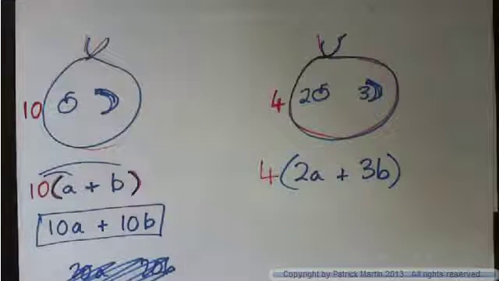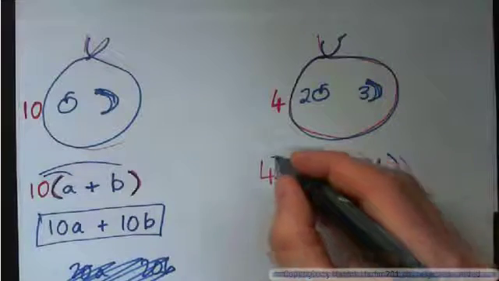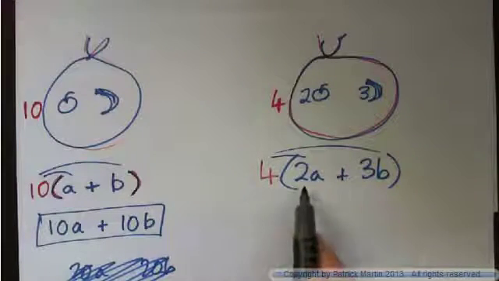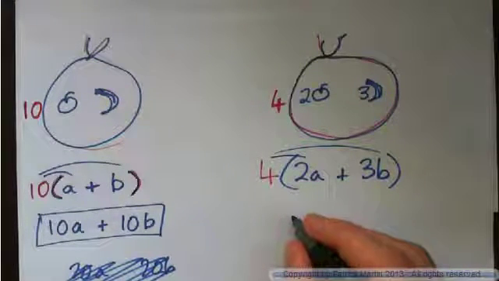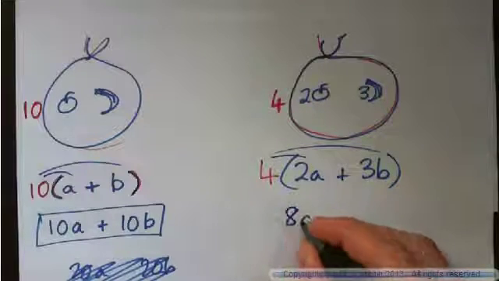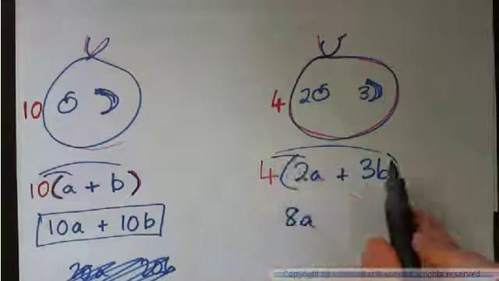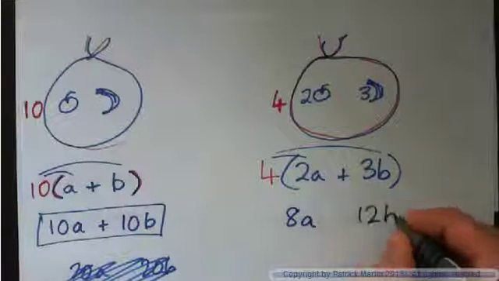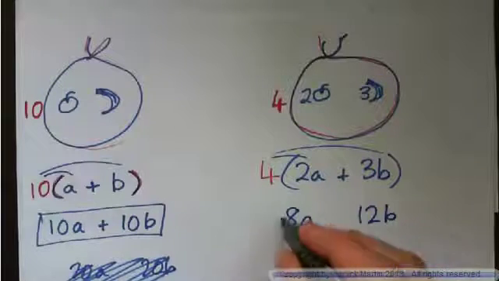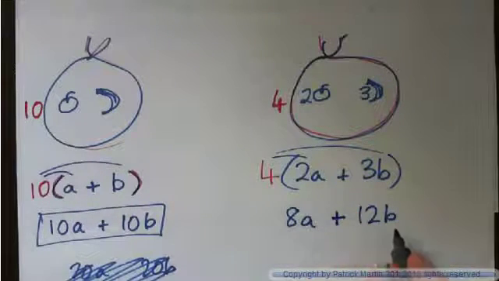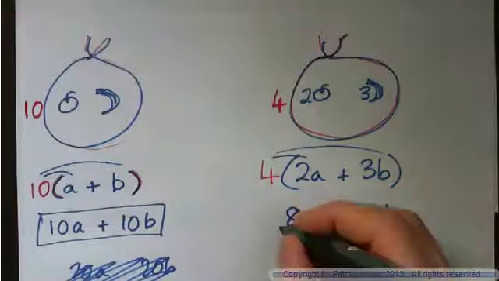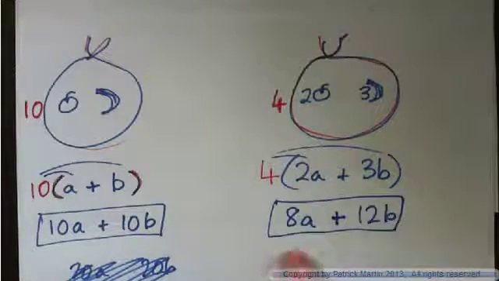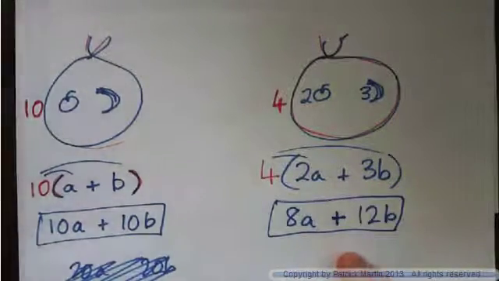And you can use the distributive property to get the answer. So you go 4 times everything basically. 4 times 2 apples is 8 apples, 8A. 4 times 3 bananas is 12 bananas, right? 12B. So I've got 8 apples and 12 bananas. And that's the answer. So I'm just giving you a quick introduction to algebra with the distributive property, just for fun.